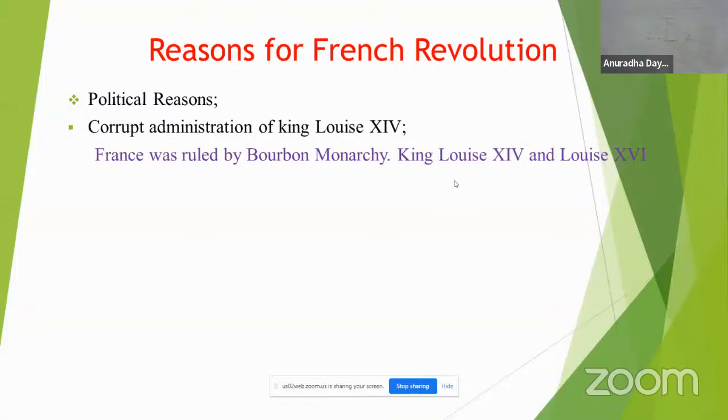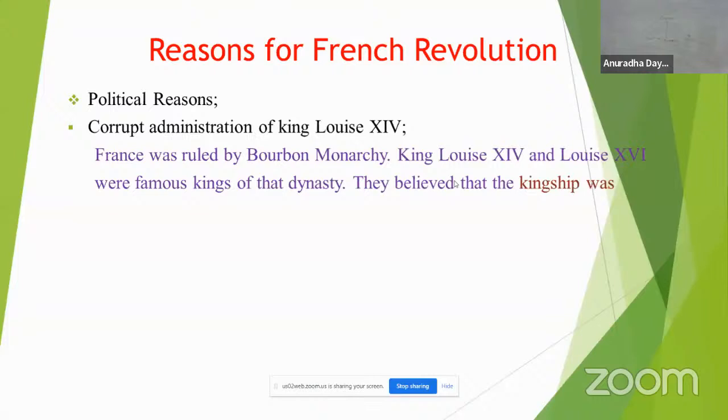And Louis XVI was the time period that the struggle happened, and 14 was very powerful, thinking that he was using God-given power, and he was not thinking about the people. He was really corrupted, and he was enjoying all the privileges. And these were the famous kings in the dynasty. They believed that the kingship was anointed on them by God.